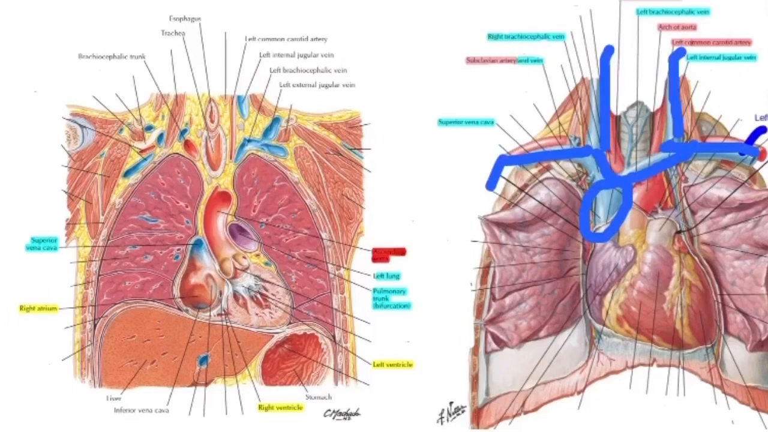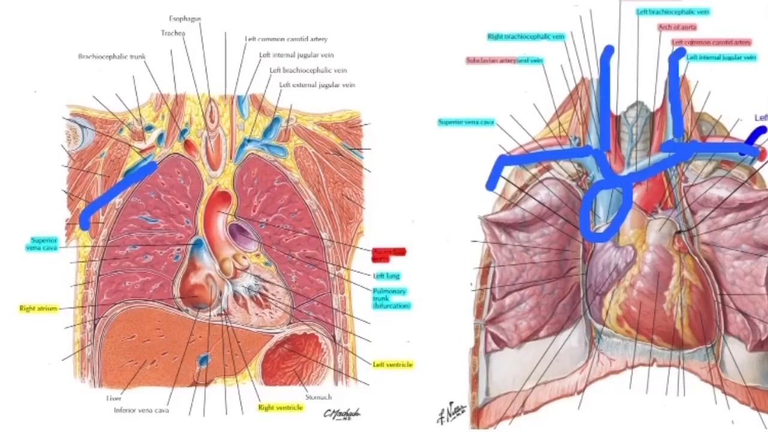Basically, now on the right side, we can see that this is the right subclavian vein, and it's difficult to point out the rest, but we know that on the right side we have the right subclavian joining the right internal jugular, forming the right brachiocephalic, which then joins with the left brachiocephalic to form the superior vena cava, which then enters into the right atrium.